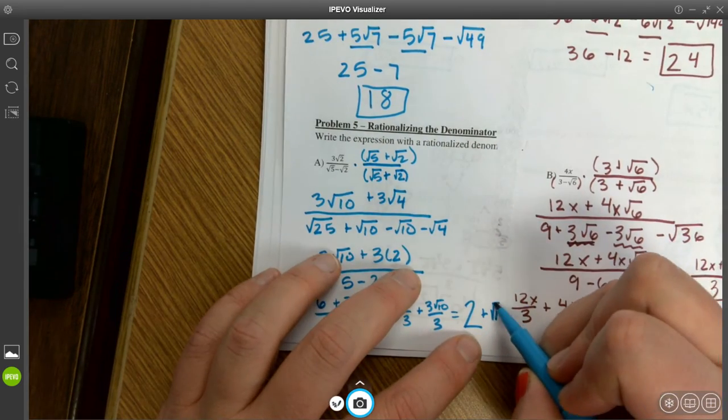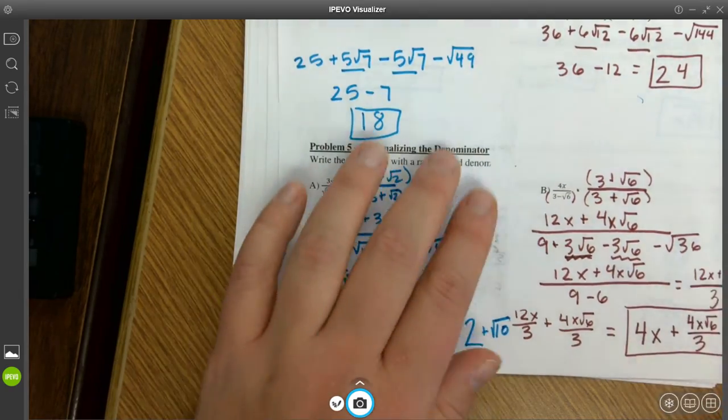Oh, yep, that just happened. Okay, that's all right. Ripped the whole page. I was just so excited.